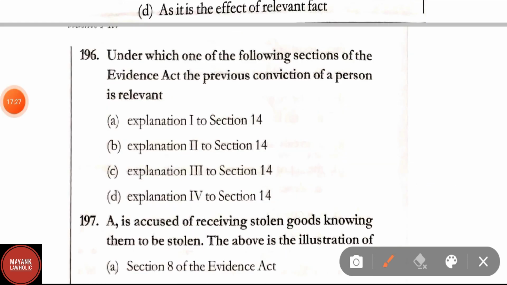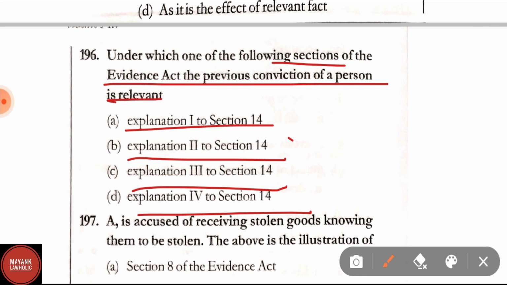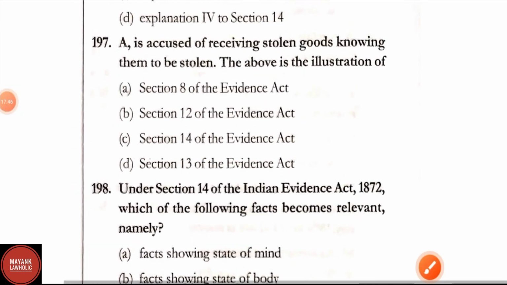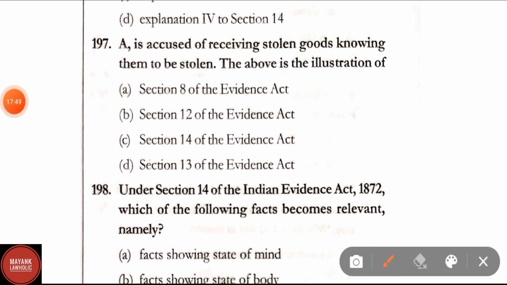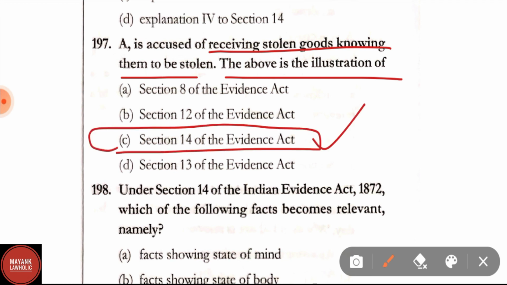Question number 196. Under which one of the following sections of the Evidence Act the previous conviction of a person is relevant? Option A, explanation first to section 14. Option B, explanation second to section 14. Option C, explanation third to section 14. Option D, explanation 4 to section 14. Correct answer is option B, that is explanation second to section 14. Question number 197. A is accused of receiving stolen goods knowing them to be stolen. The above is the illustration of section 8, section 12, section 14, section 13. Correct answer is option C, that is section 14 of the Evidence Act.